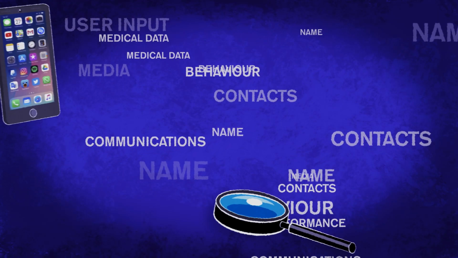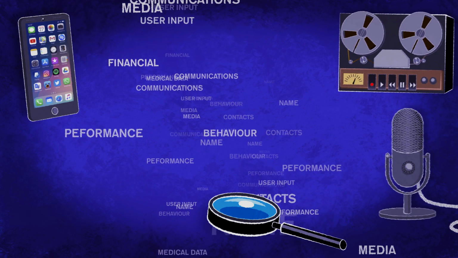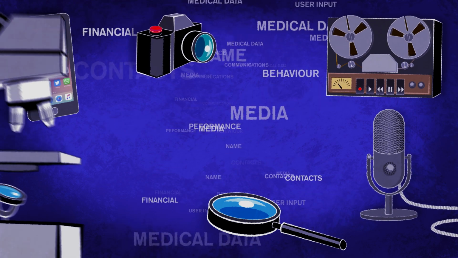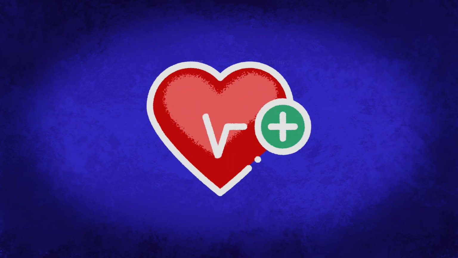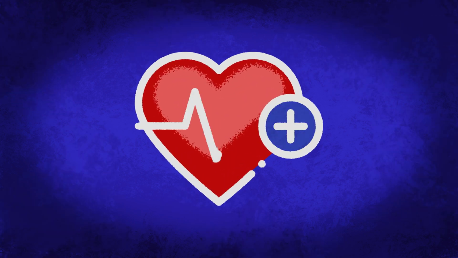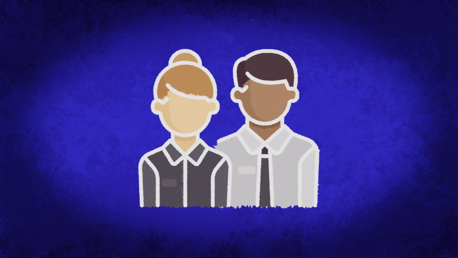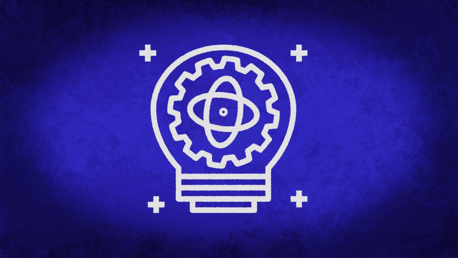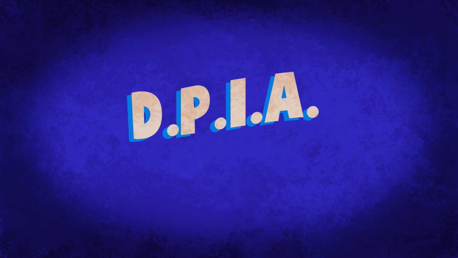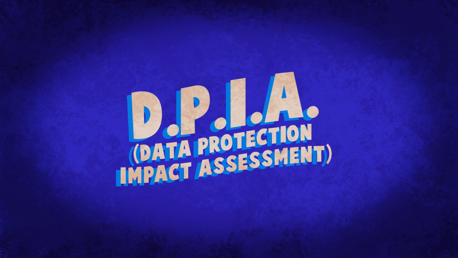Sometimes the data you're going to collect, or the means you're going to use to process this data, is more risky for the data subject. For example, you may need to process health data, or the data of vulnerable persons, or use new technologies. In that case, you will need a DPIA, also known as Data Protection Impact Assessment.